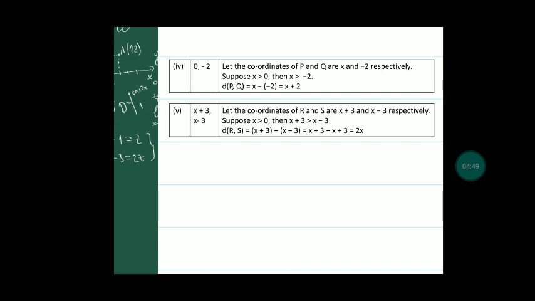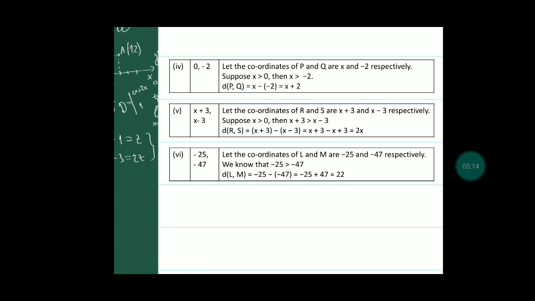Print mistake. Please point this. x plus 3 minus x plus 3 is equal to x minus x is 0, 3 plus 3 is equal to 6. Therefore, distance of RS is equal to 6.